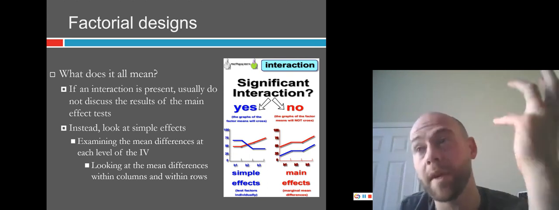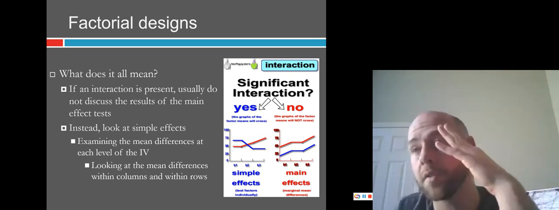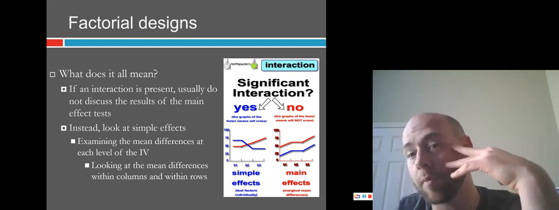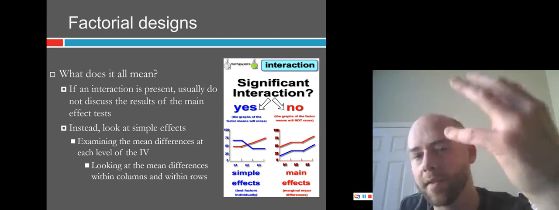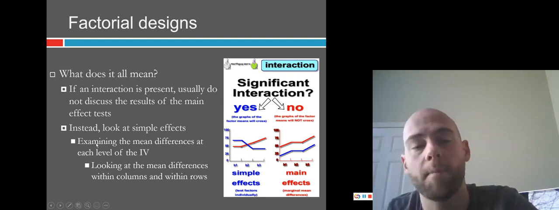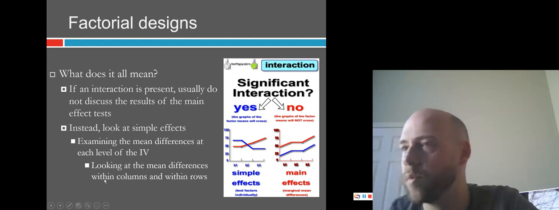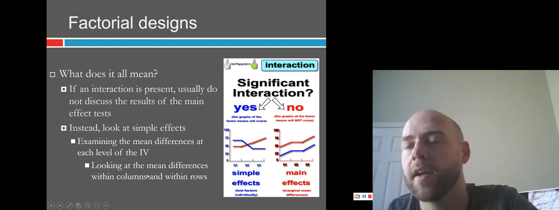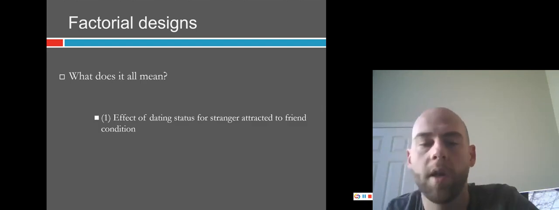I think the term simple main effects is a little confusing, so to distinguish it a little bit more from main effects, I tend to call it simple effects, so that's the terminology I'm going to use here. But this is just looking at mean differences at each different level of independent variable. So looking at each different cell in that 2x2 or whatever your design happens to be, to compare them to each other and tell where the differences actually are.